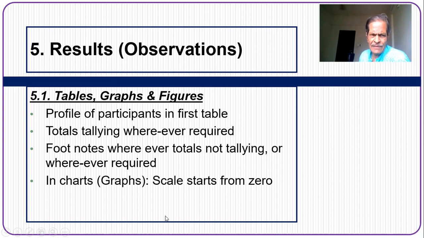So these things must be given in the profile of the participants in the first table. Then the tables include the totals. These are called marginal totals and the column totals. Marginal totals and the column totals. And the totals must tally in all tables.